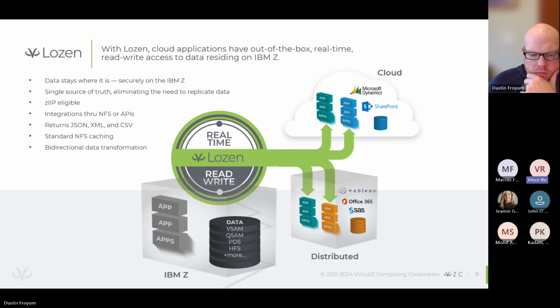Like PropelZ, Lozen is designed to be a zIIP-eligible workload. So just like PropelZ, it doesn't drive the software meter. All the processing it does gets dispatched onto zIIP engines, and we find that somewhere around 90% of the MIPS that it uses are going to land on an available zIIP engine.